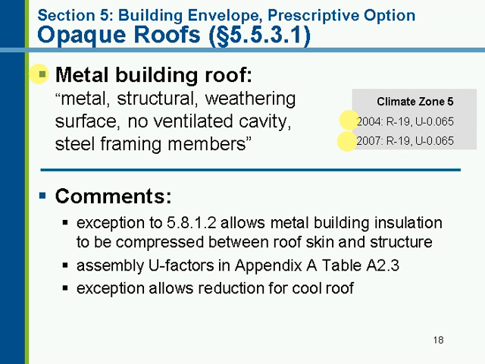A couple of comments here. Generally, the insulation, when you install it, has to be installed in a manner to achieve the full thickness. Section 5.8.1.2 does contain an exception here that says for metal buildings, it's allowable to compress the insulation between the roof skin and the structure. And this is typically what happens when the insulation is draped over the purlins. There are some assembly U factors in table A2.3, and there were some revisions, some new assemblies added this time around, so it's a little more extensive than the previous table from the 2004 version. And again, the exception also applies here for the cool roof.